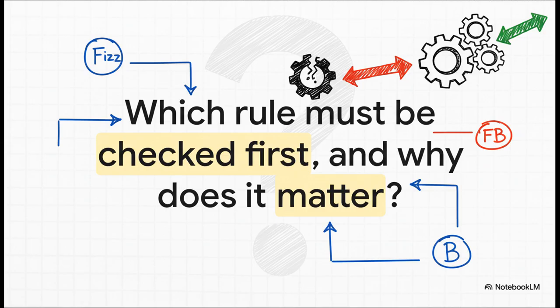Just look at those 4 rules again. Which one do you think has to come first? This one decision, it's the difference between code that works and code that's full of bugs. It is the key that unlocks the whole thing.